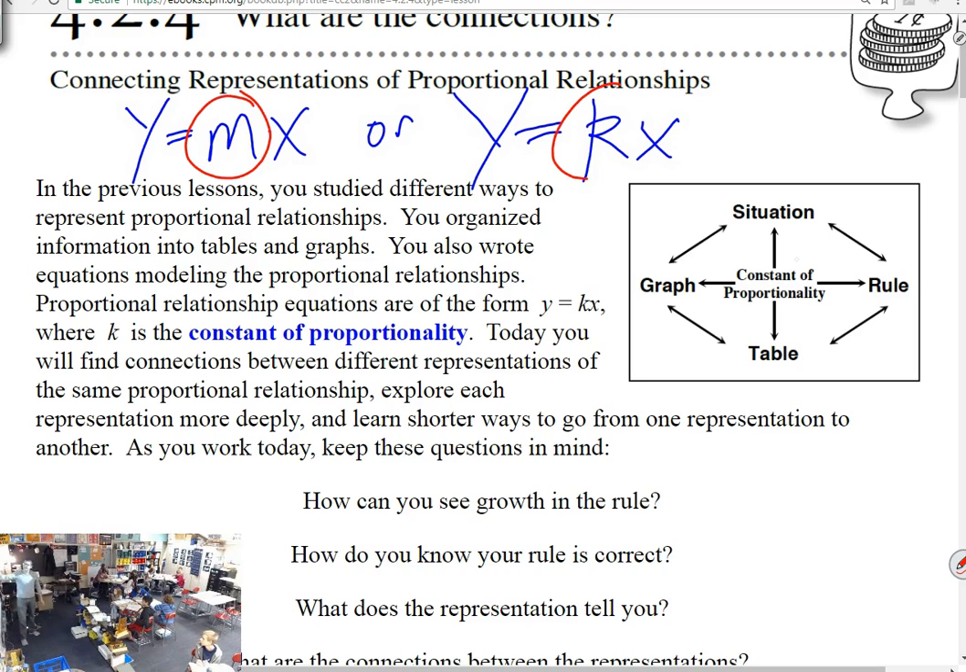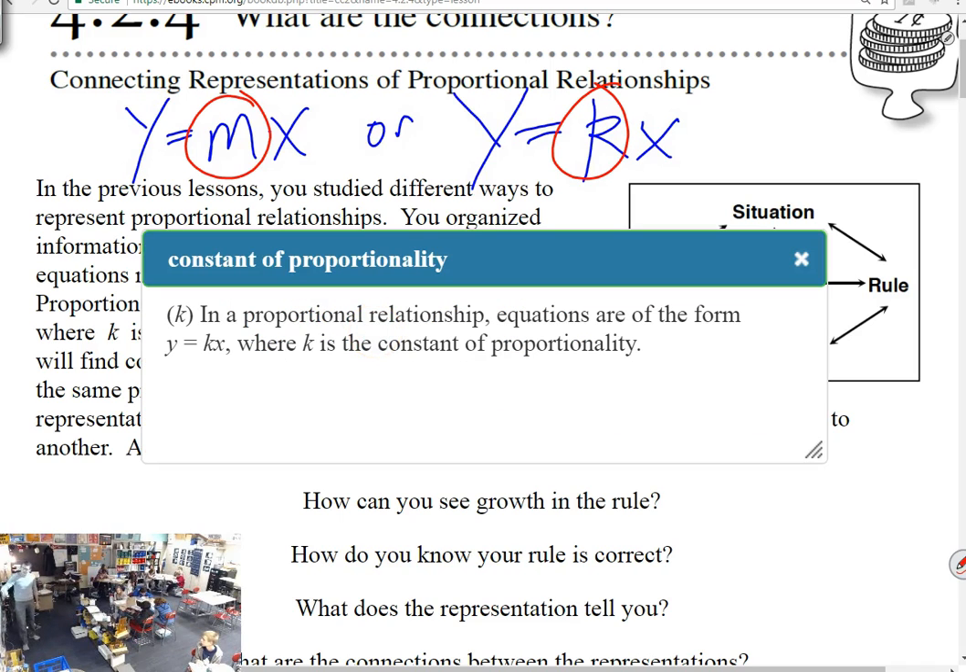M and K are twins. These guys are the same. They're identical. We just call them 2 different things. They both represent the constant of proportionality. So please, somehow on your paper, mark that the constant of proportionality is the M or it is the K, regardless of which one we're using. They both represent the constant of proportionality.